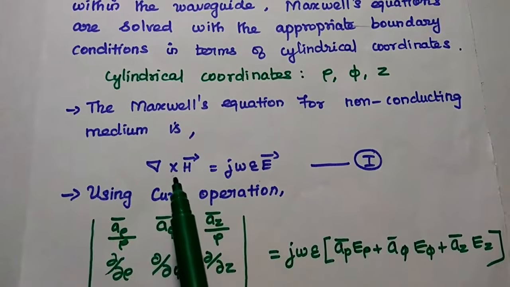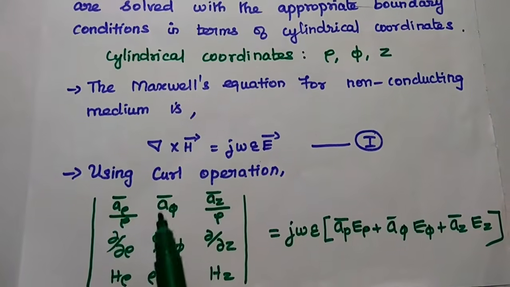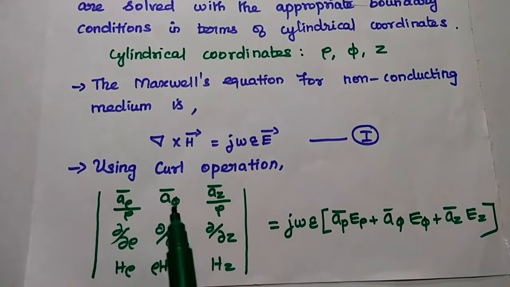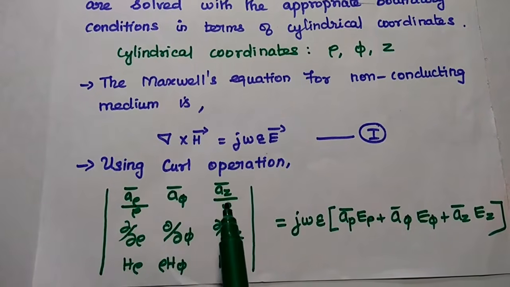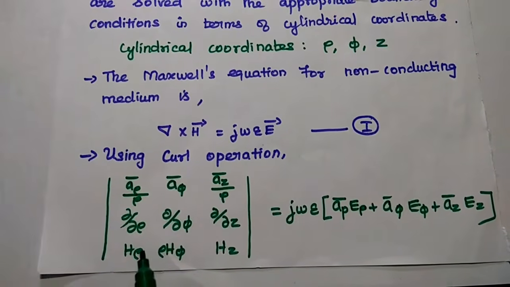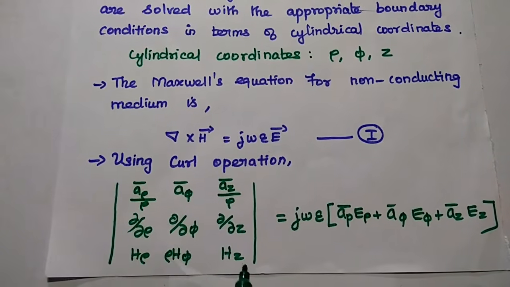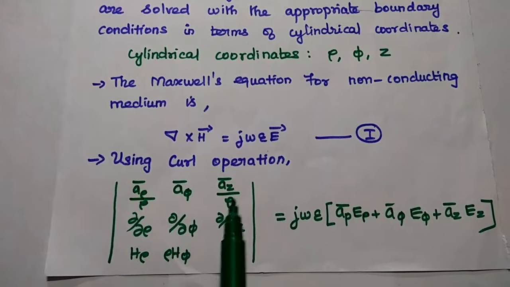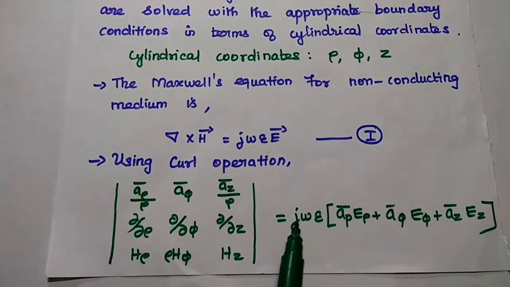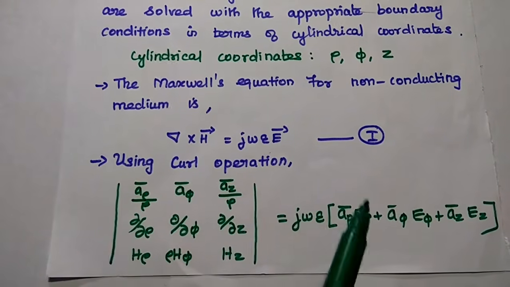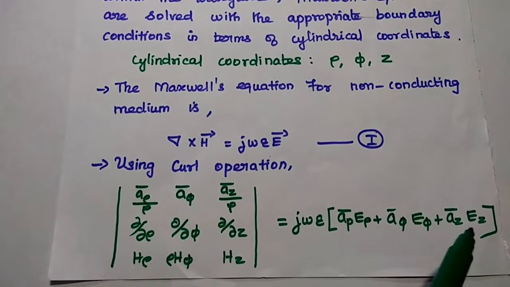Here del cross H represents the curl operation. We can write this curl operation like this: A rho bar by rho, A phi bar, A z bar by rho, where A rho, A phi, A z represent unit vectors. Then dou by dou rho, dou by dou phi, dou by dou z, and H rho, rho H phi, H z. This is the curl operation for the cylindrical coordinate system. That is equal to j omega epsilon E vector, which can be written as A rho bar E rho plus A phi bar E phi plus A z bar E z.